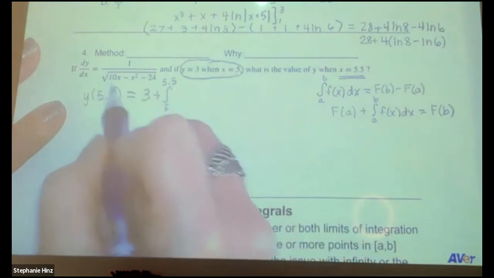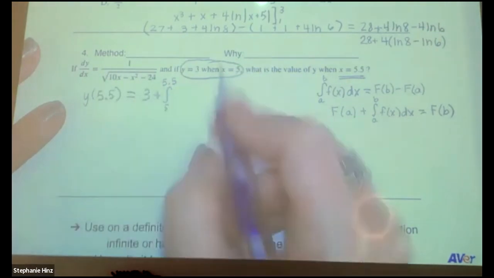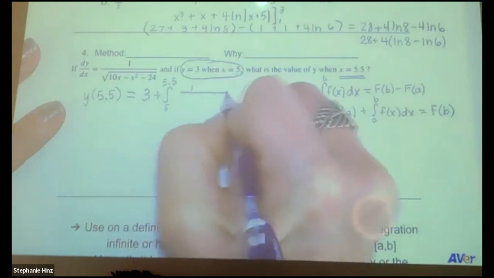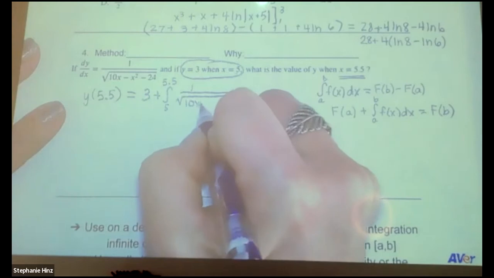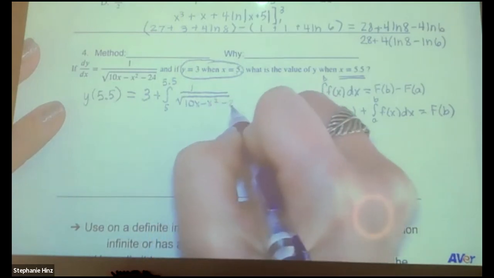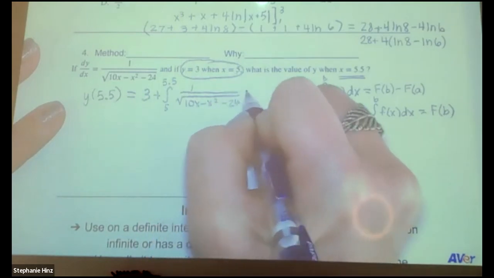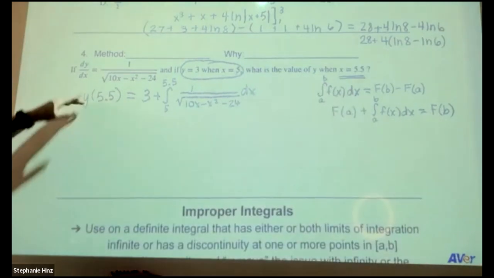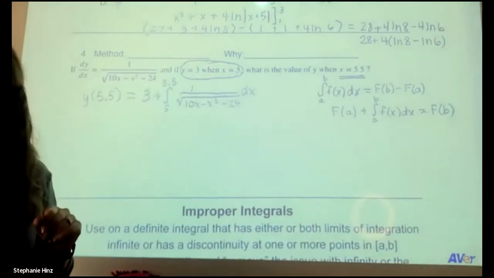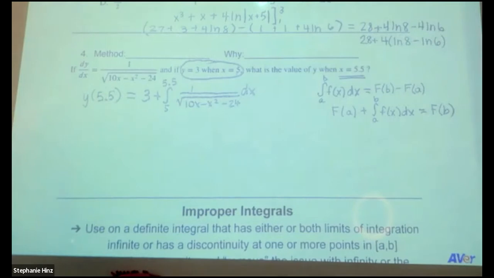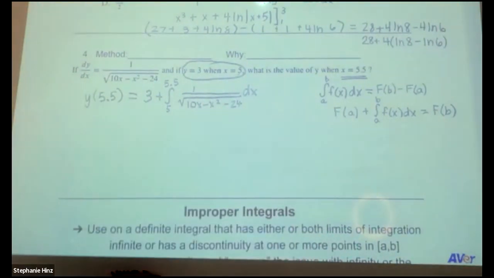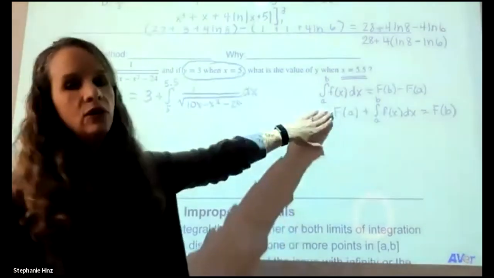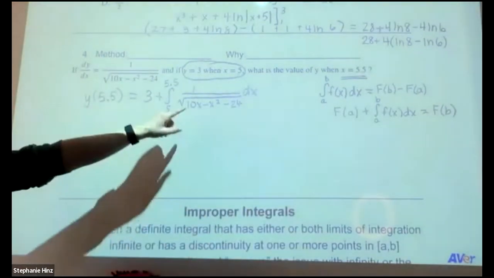And then this is our differential equation. So we can write that as 1 divided by the square root of 10x minus x squared minus 24. And it's a differential equation. I did a little separation of variables, and so I moved my dx to the other side. So now we're at a point where we need to decide how to integrate this, because this is about integration techniques. It just allowed me to review a little fundamental theorem of calculus.